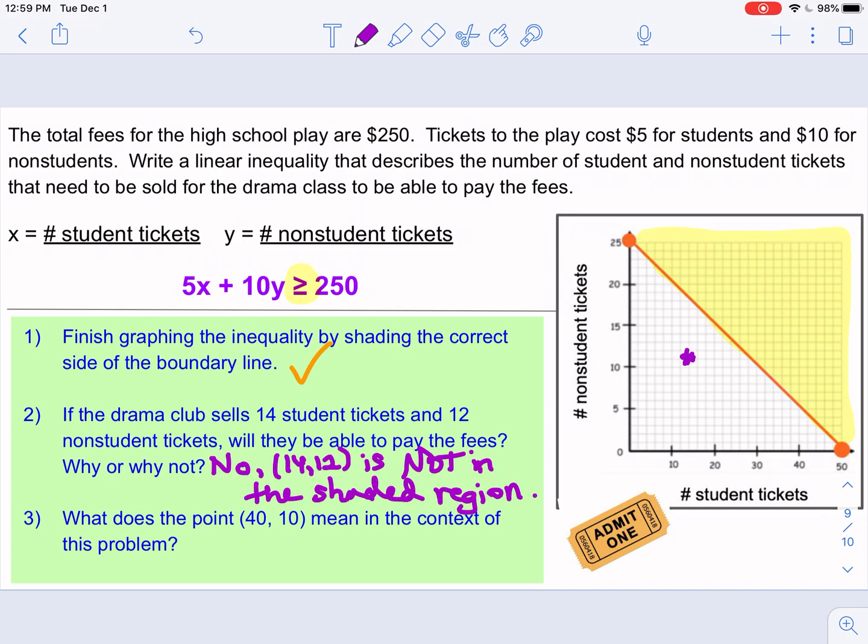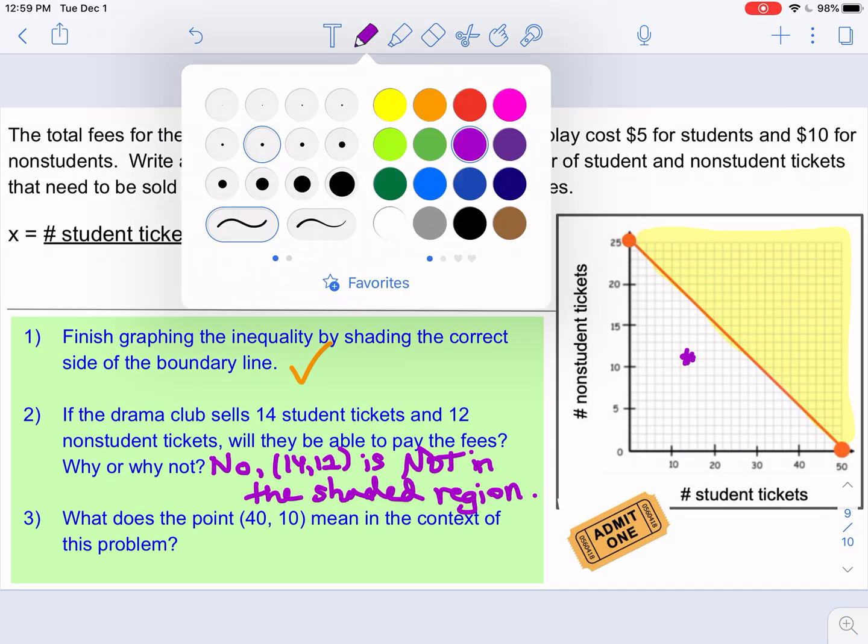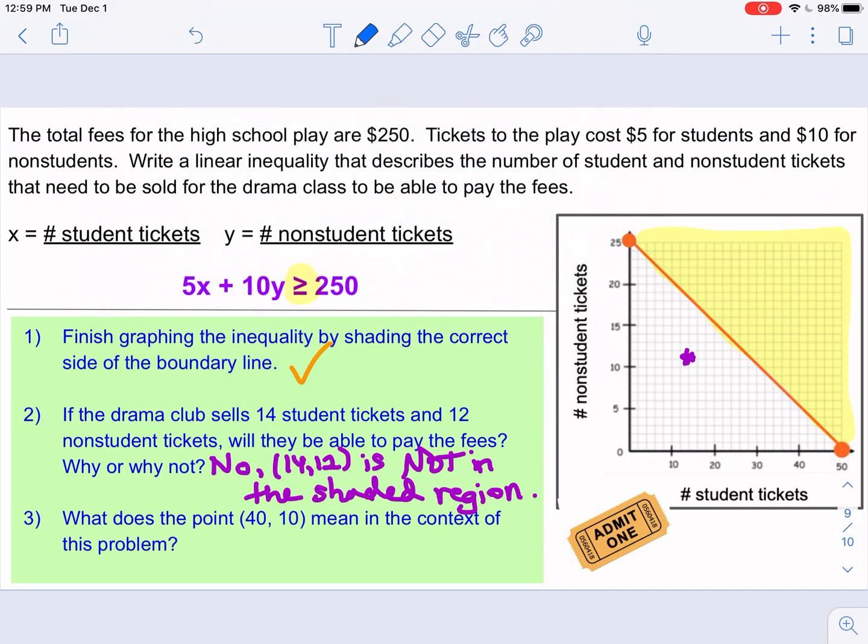What does the point 40, 10 mean in context of this problem? So if we go to 40 and 10, on the x-axis, that's the number of student tickets. The y-axis is the number of non-student tickets. So this means 40 student tickets and 10 non-student tickets are sold.